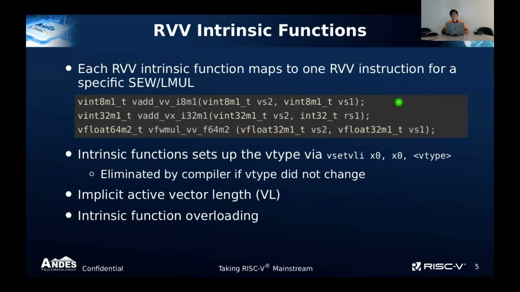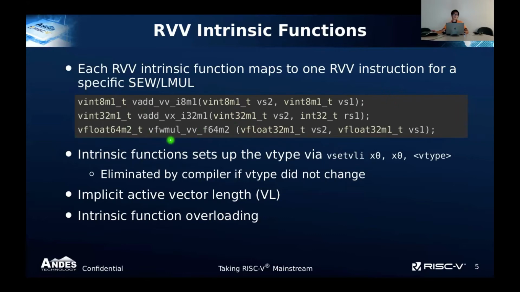Okay, so we also have vector intrinsic functions, which basically map to one vector instruction, but are also specialized for a certain combination of element width and LMUL. So here we have a vector add between two vectors whose elements are 8 bits wide. And this is a vector-to-scalar addition, but the elements are now 32 bits wide.